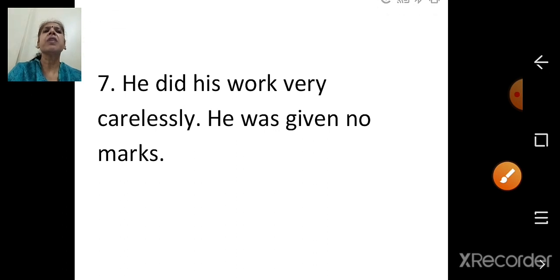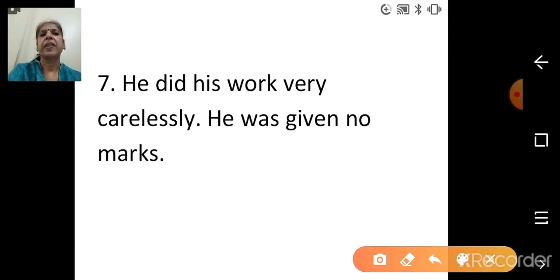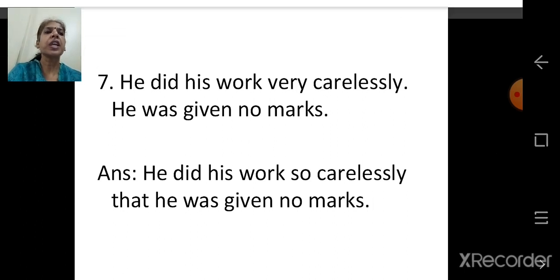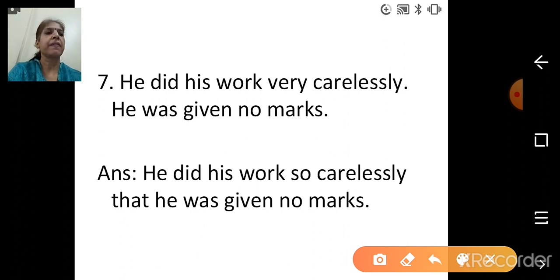He did his work very carelessly. He was given no marks. So the answer is, yes children, try. What do we have to use? So, that, right? He did his work so carelessly that he was given no marks. The answer is, he did his work so carelessly that he was given no marks.